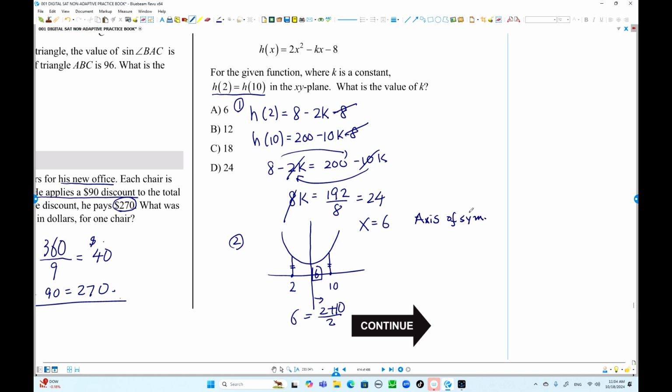How can you find the x of symmetry from the equation? Negative b over 2a, okay? So negative b is k, positive k, over 2 times 2 is 4. That is equal to 6, isn't it? So from here, you can find the value of k is 24, okay? That's the answer.